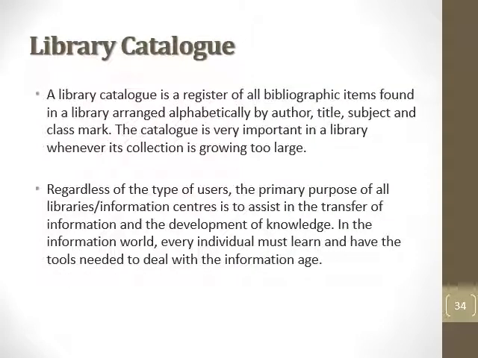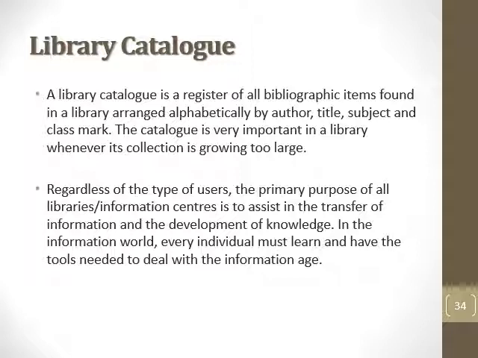Then what is this library catalog? A library catalog is a register of all bibliographic items found in a library, arranged alphabetically by author, title, subject, and class mark. The catalog is very important in a library whenever its collection is growing too large, because it is only through this library catalog that a user can come to the library and locate or identify a particular resource he is looking for without much time, without going from the beginning of the shelf to the end of the shelf, which is time wasting. But by using this library catalog, it makes identification of resources in the library so easy, so smart.